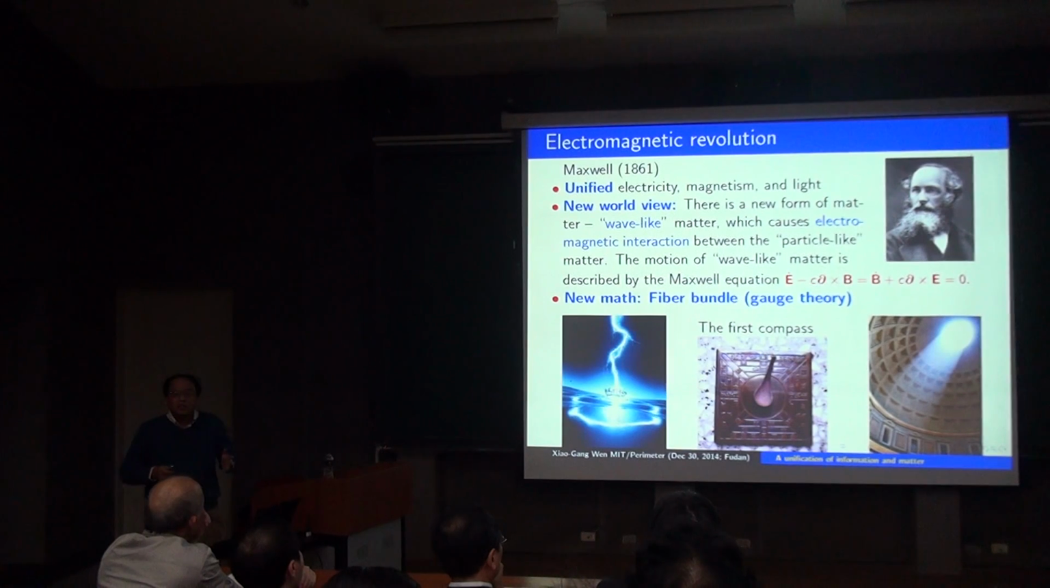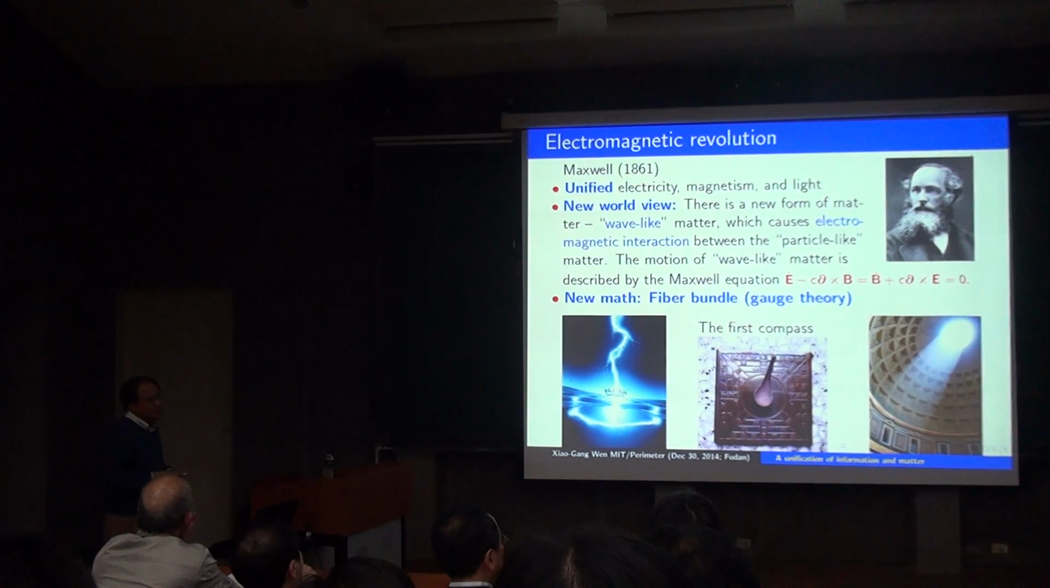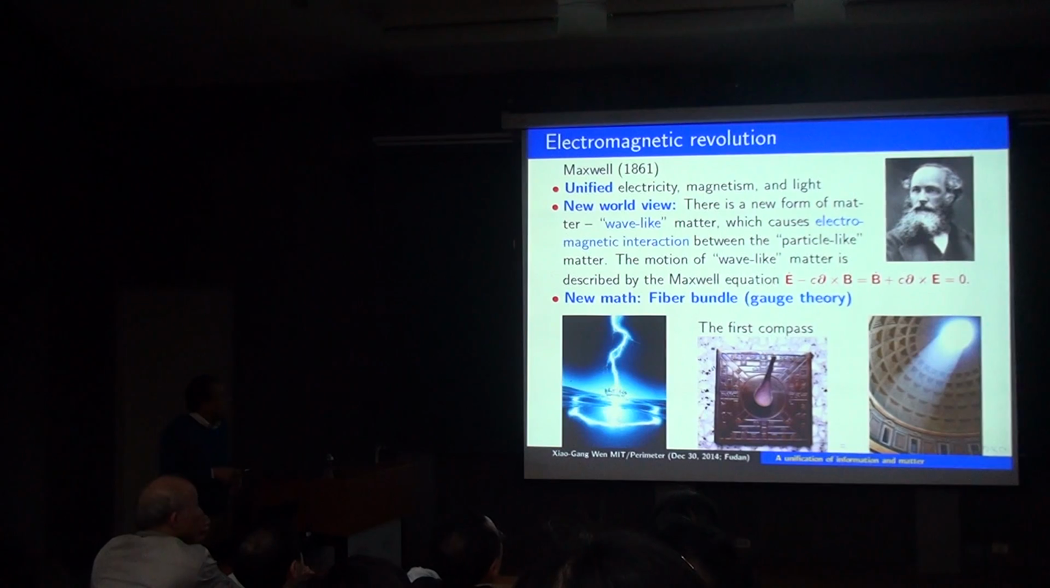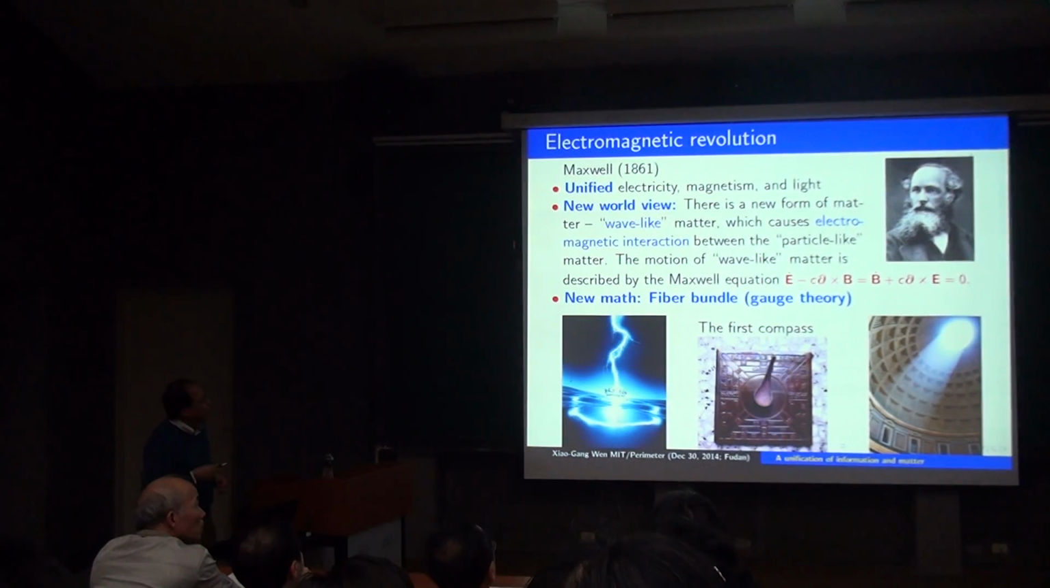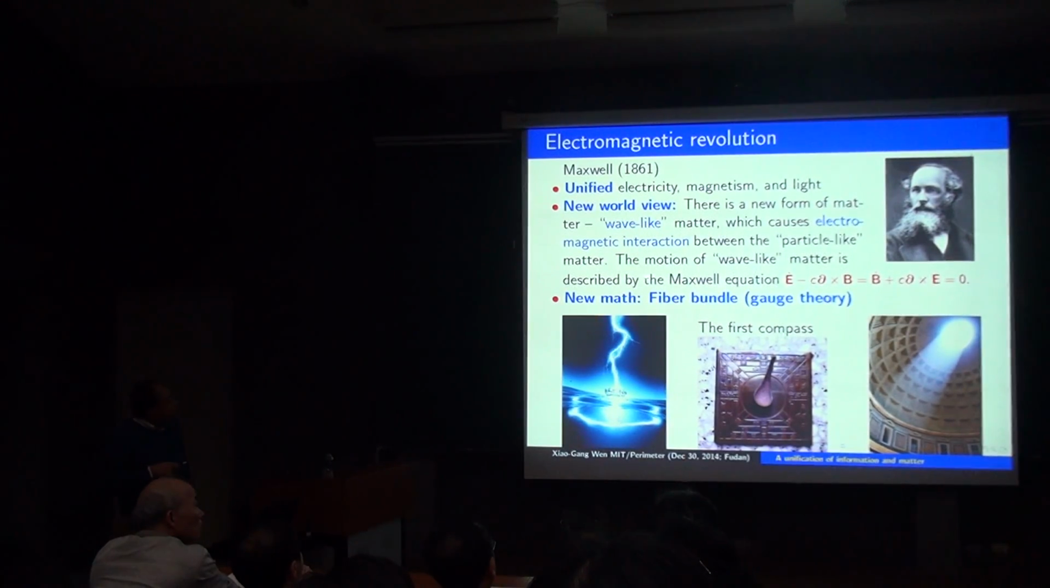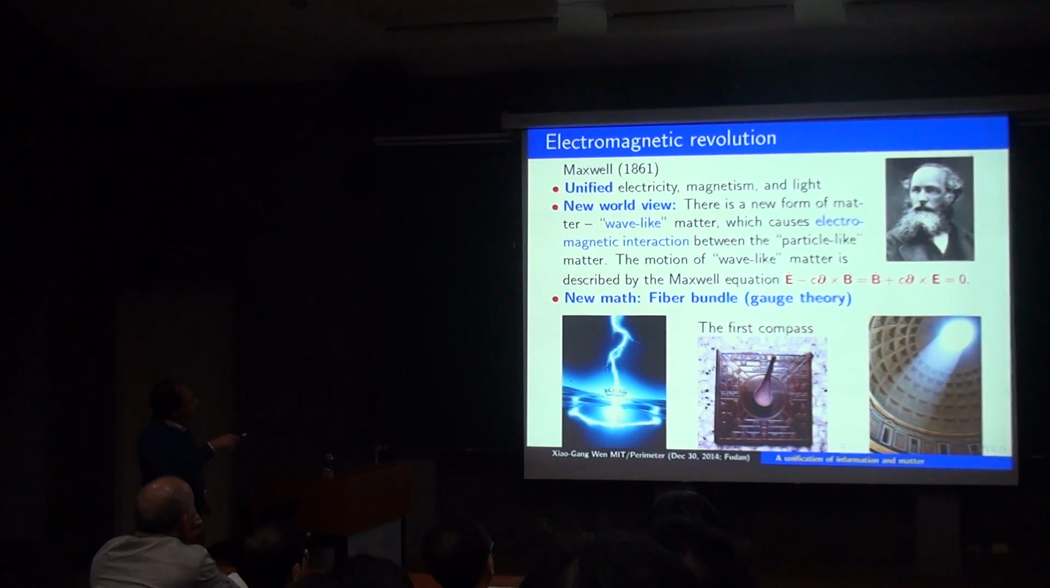In Newton's world, all the matter is particle-like. But in Maxwell's world, in addition to particle-like matter, we also have wave-like matter, which is the electromagnetic wave. And the motion of wave-like matter is described by the Maxwell equation. So there's a new kind of matter. And the new mathematical language for this electromagnetic phenomena, for this wave-like matter, is actually fiber bundle or gauge theory. So that is a new mathematics.